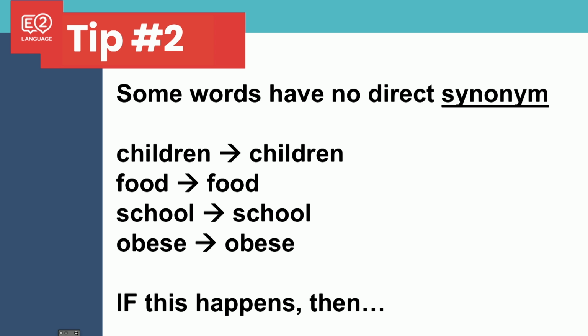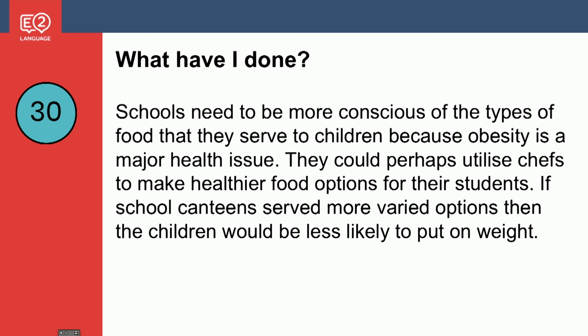So tip number 2 here is that some words have no direct synonym. For example, a word like children, well, I guess you could say young people, but that's not very precise. Food, what's a synonym for food? Or school, you could say institute, but that's imprecise. What about obese? Well, you could say fat, but that's kind of non-technical and a little bit informal. So if this happens and on test day you find yourself repeating words and thinking, uh-oh, I can't think of a synonym for this particular word, then you need to do this.